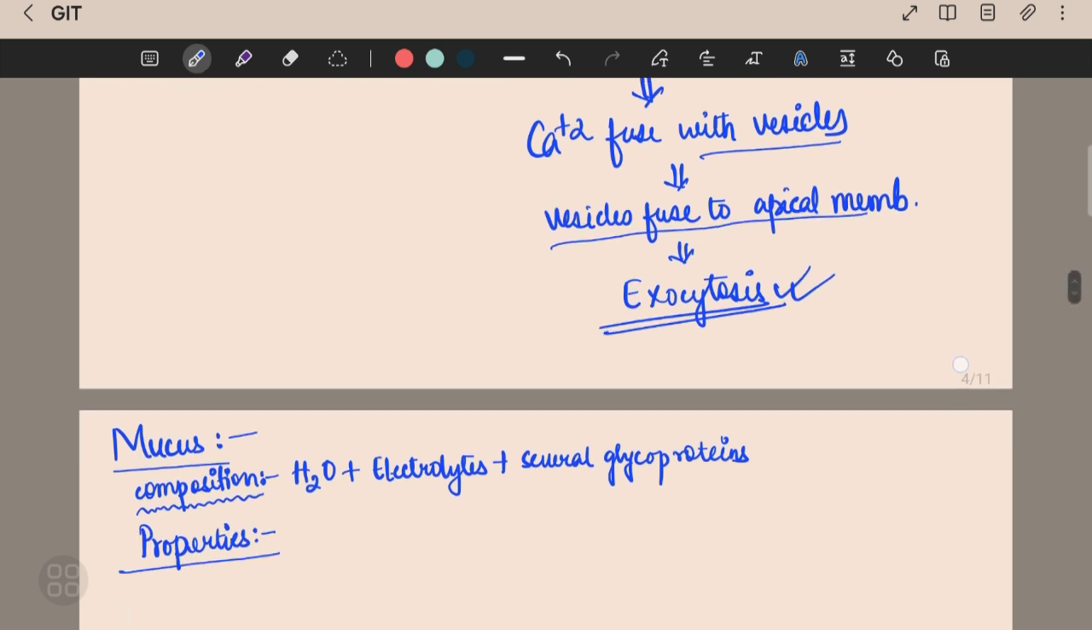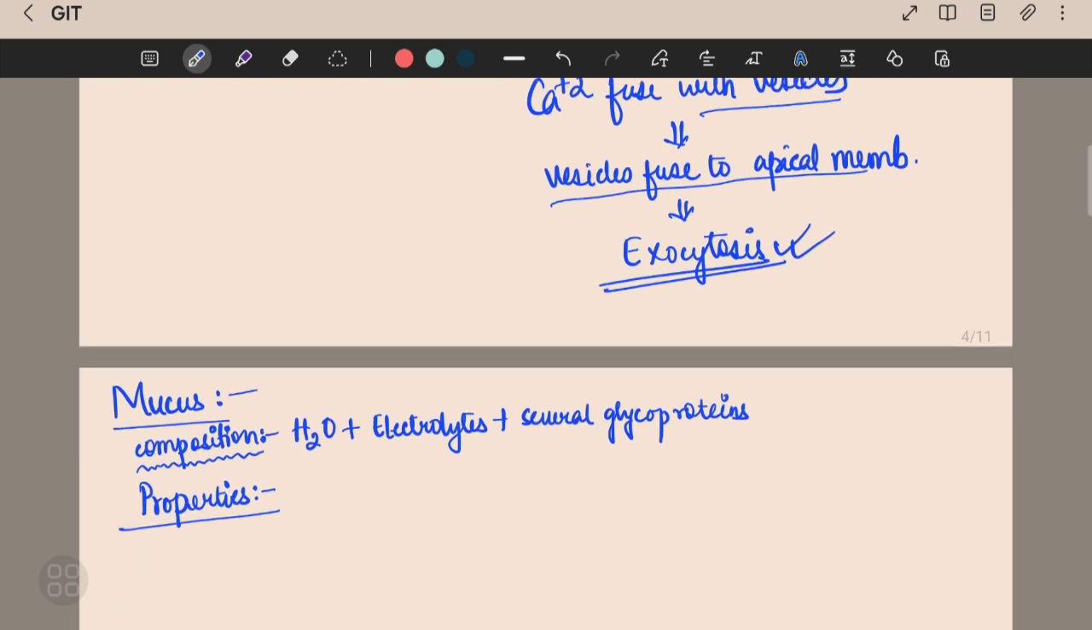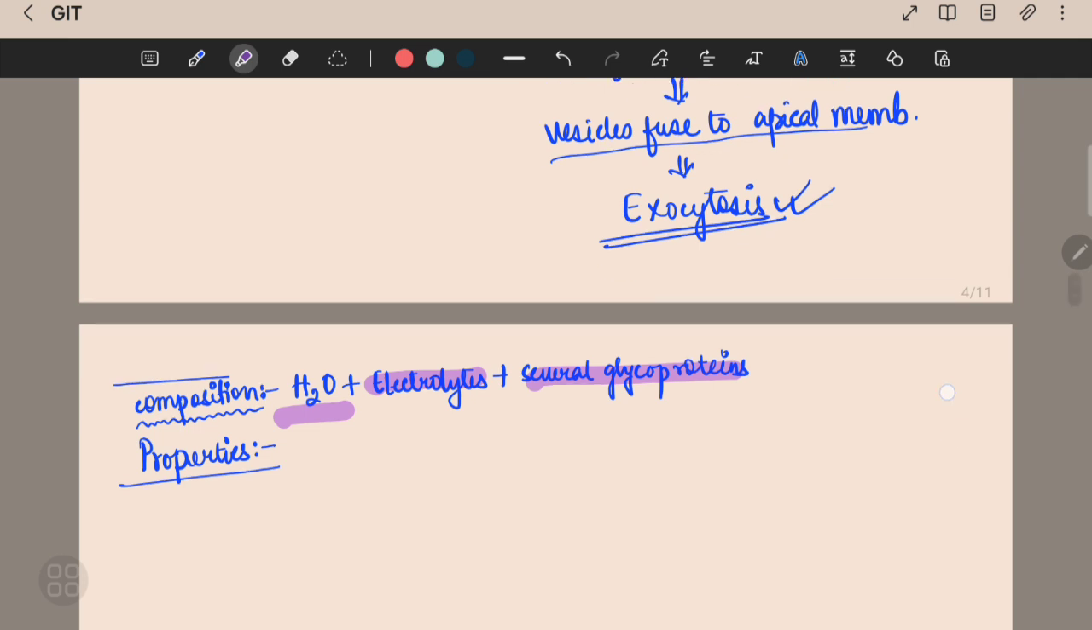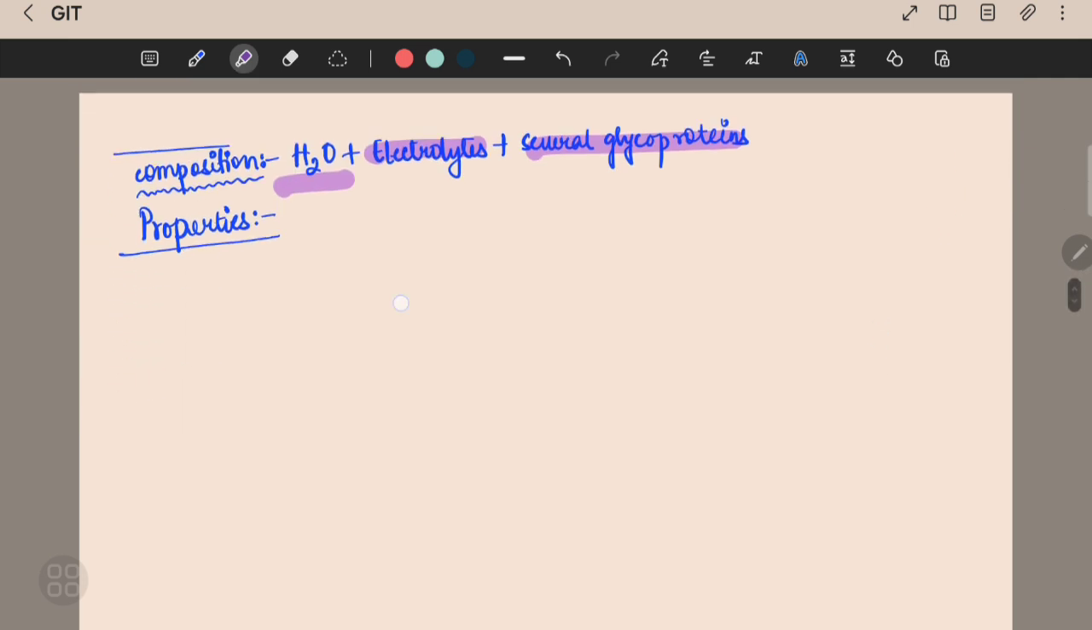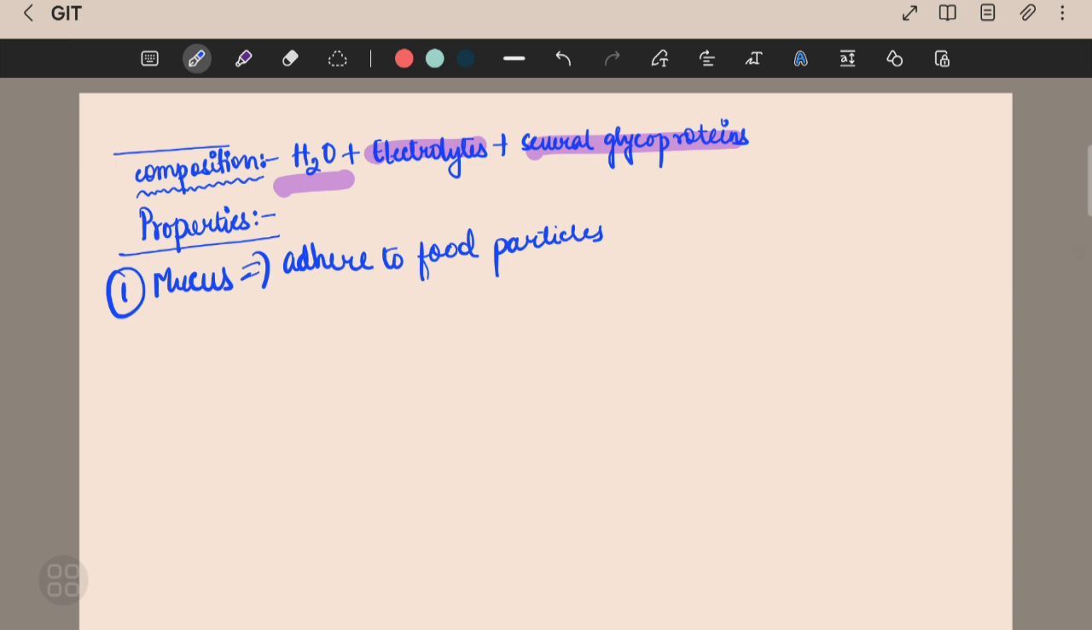Now remember, mucus is produced. Mucus is very important. Mucus is always produced in the saliva, and in the secretion of saliva, most of it is water. We all know there will be electrolytes and several other glycoproteins present. So what are the properties of mucus? Let's discuss. Mucus has adherent qualities. It will adhere to the food particles and coat the food particles.